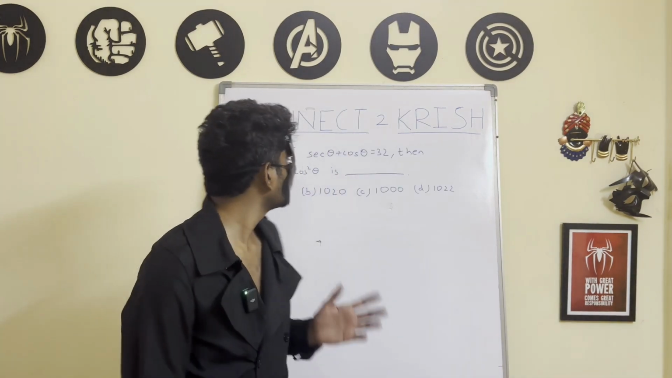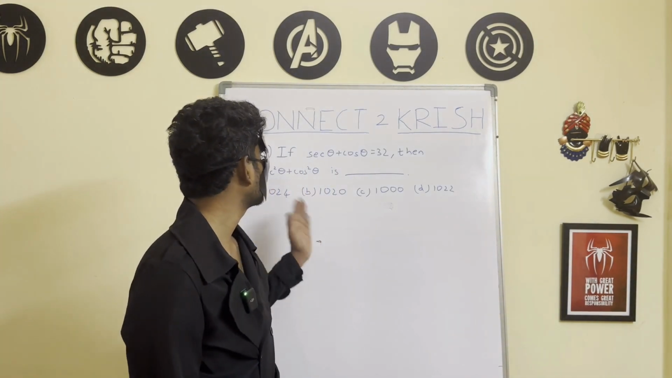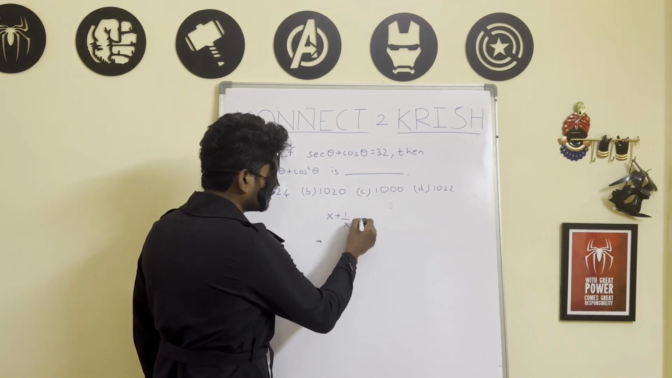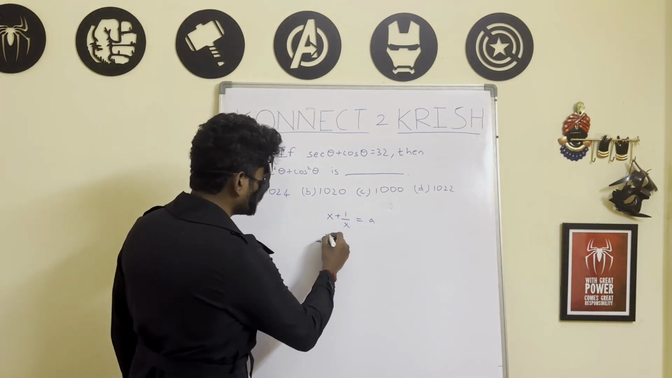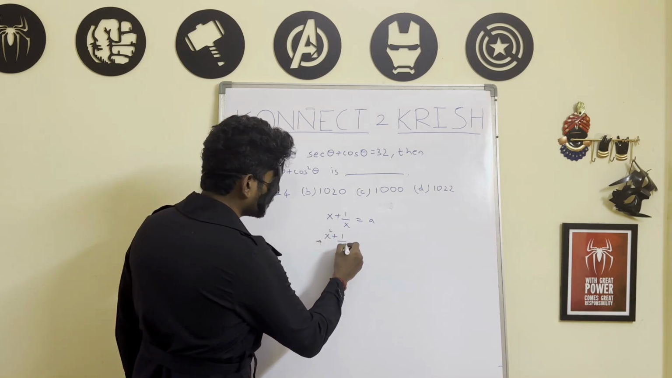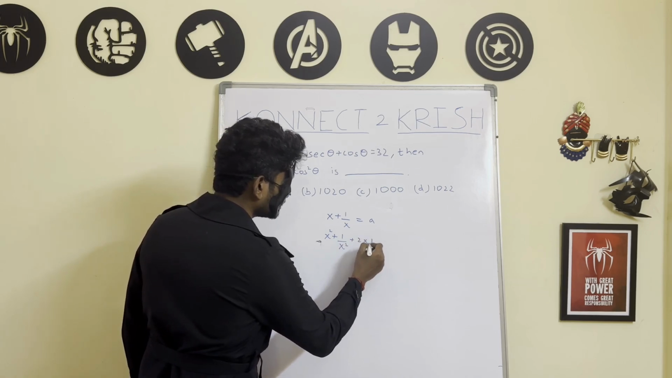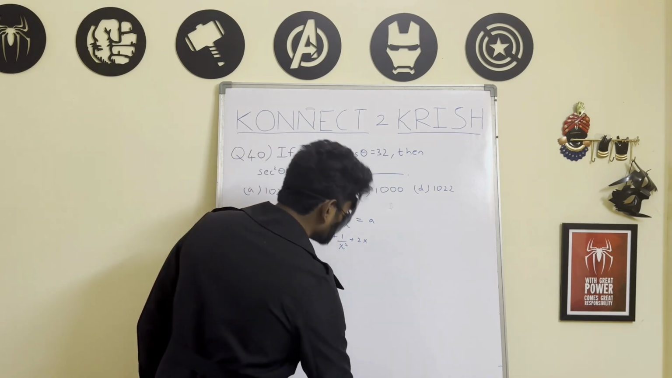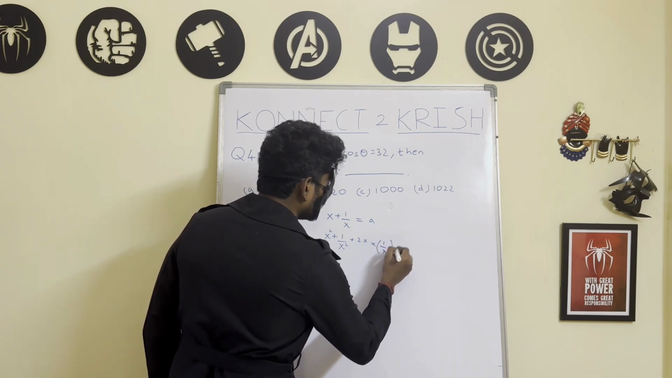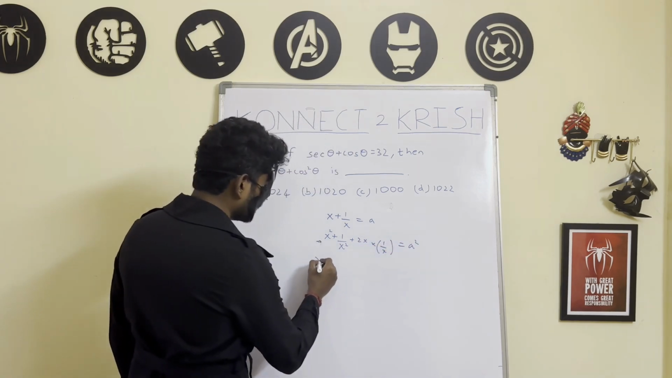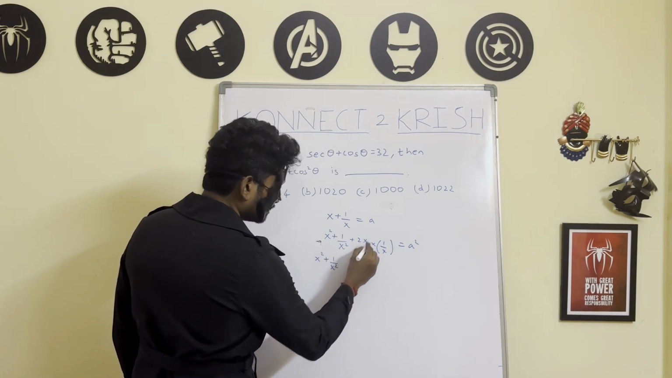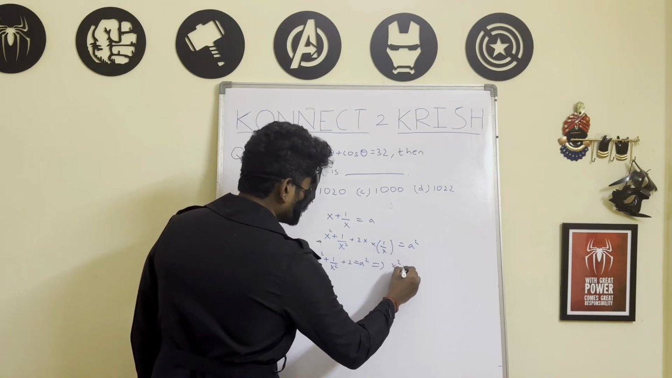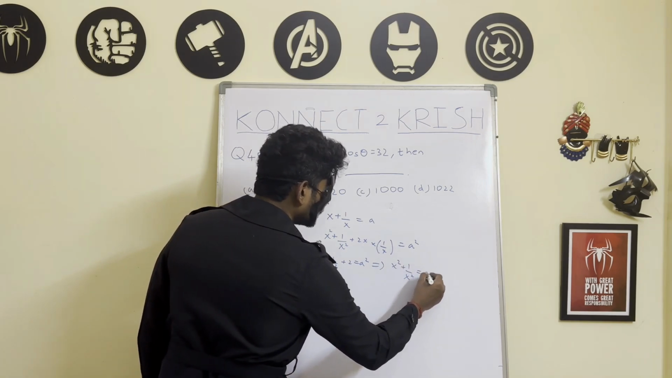So superhumans, next question is, if secant theta plus cos theta is equal to 32, then secant square theta plus cos square theta is. So before that I'll teach you an identity. Suppose x plus 1 by x is equal to a. Let's square this on both the sides. (a plus b) whole square is nothing but a square plus b square plus 2ab, so 2x into 1 by x, which is 2, is equal to a square. Now x square plus 1 by x square, the x and x get cancelled, plus 2 is equal to a square. Which implies that x square plus 1 by x square is equal to a square minus 2.